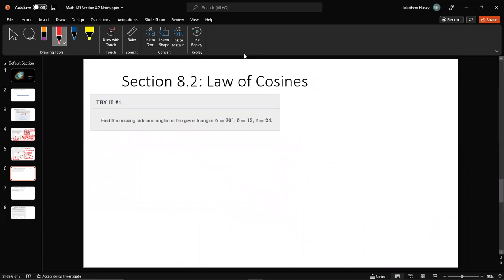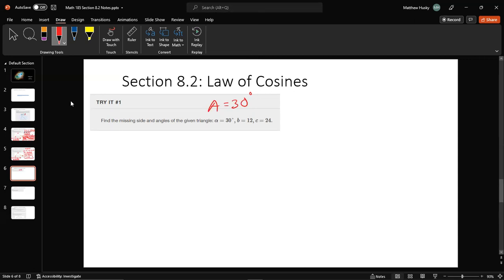Here is a slightly different problem. So here we have an angle alpha. Alpha in this case is 30 degrees. I like to call that big A. So big A is 30 degrees. Little b is 12 and little c is 24.